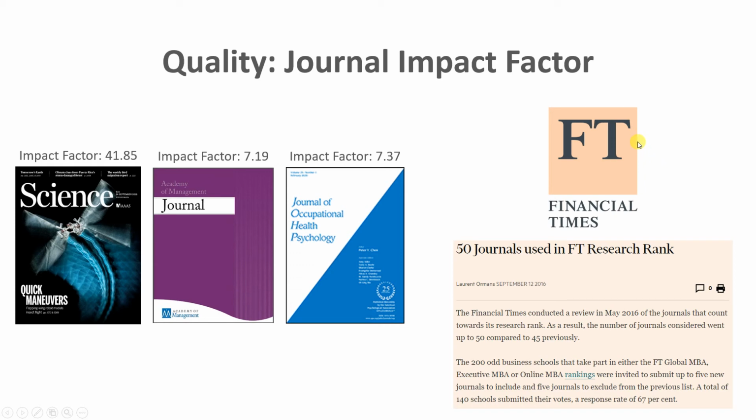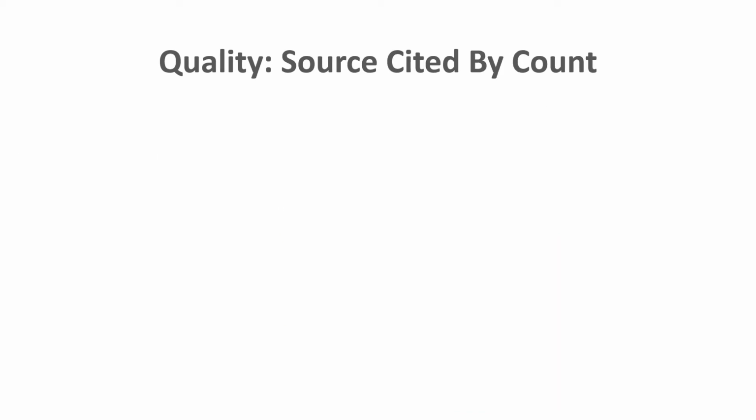If a journal appears on that list of 50 journals, it's very management-focused or business-focused in general, then you can feel relatively confident that what's being published there is going to be of reasonably high quality, if not very high quality. Now let's move on to another quality indicator, which is the source cited by count.